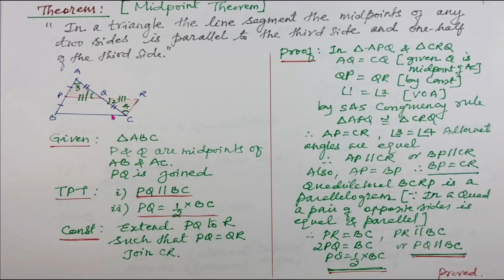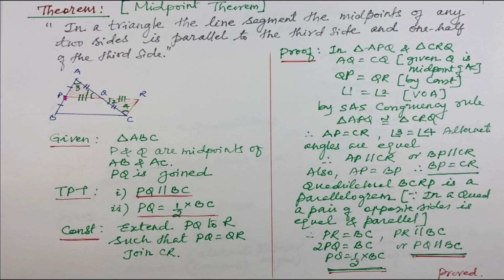In the quadrilateral BCRP, BP is equal to CR and BP is parallel to CR, therefore BCRP is a parallelogram, because we know that in a quadrilateral, if a pair of opposite sides are equal and parallel, then the quadrilateral becomes a parallelogram. If BCRP is a parallelogram, that means BC and PR are parallel to each other, therefore PQ is parallel to BC. And also PR is equal to BC because opposite sides of a parallelogram are equal.